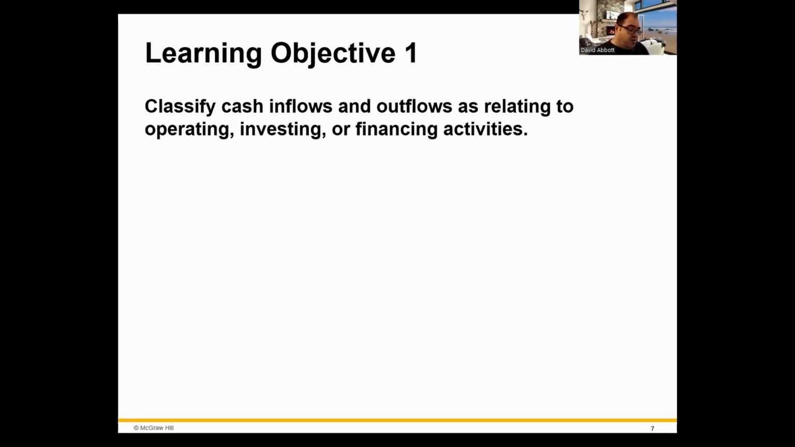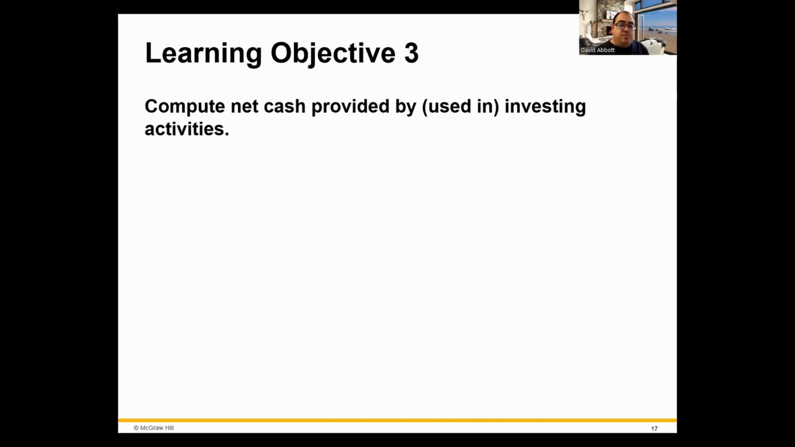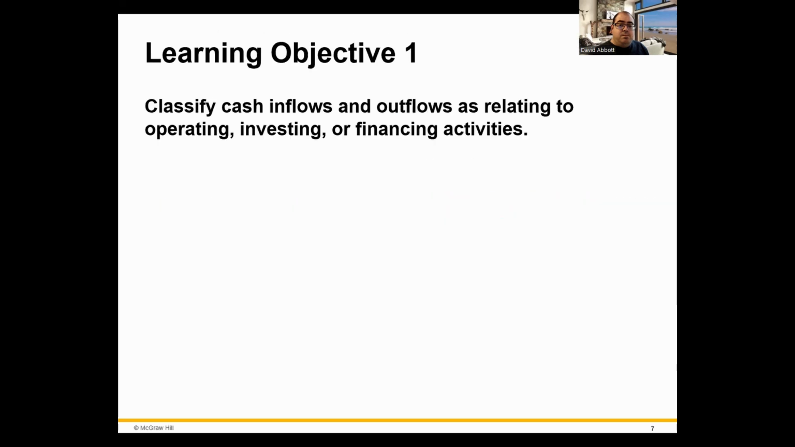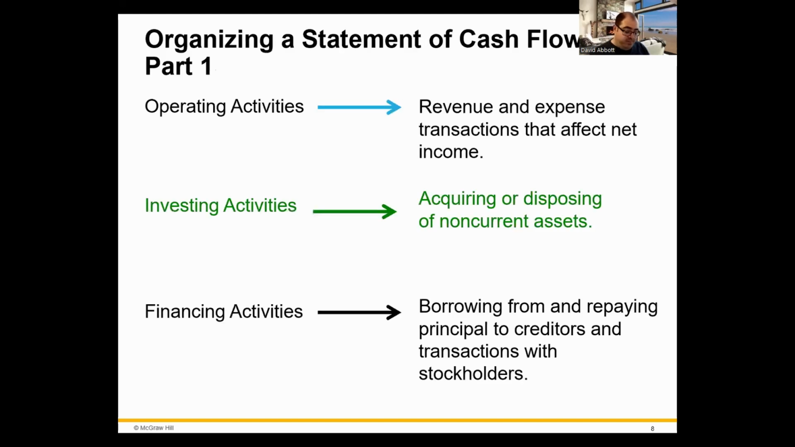All right, so our first learning objective is to classify cash inflows and outflows as relating to operations, investing, and financing activities. So breaking down each of those. The statement of cash flows is organized into 3 sections that report cash flows resulting from operating activities, investing activities, and financing activities.